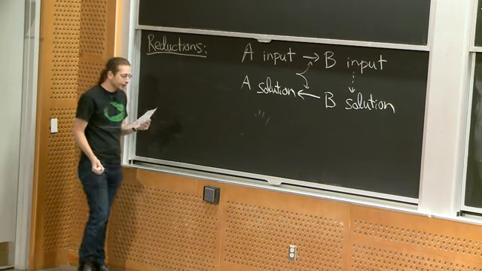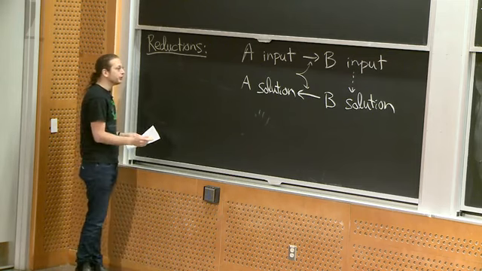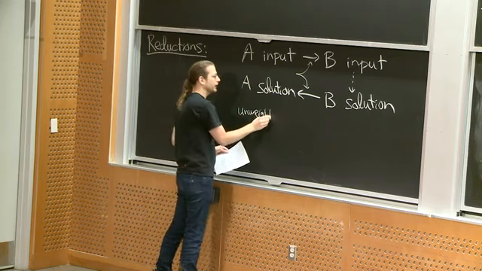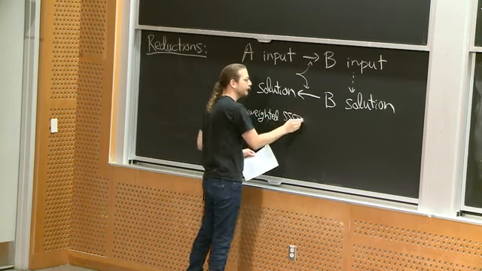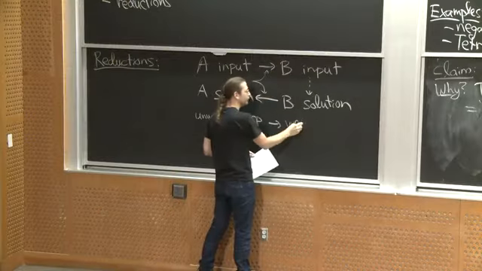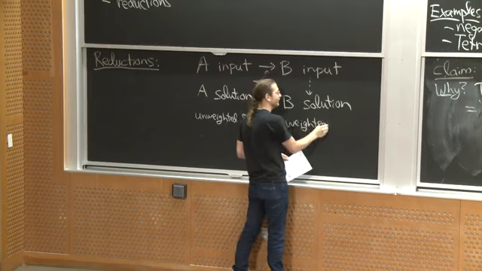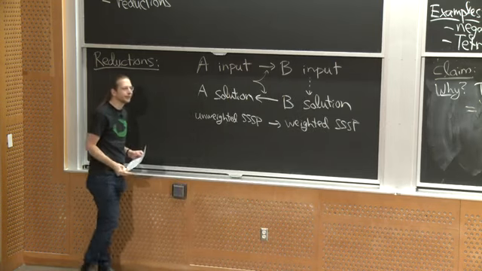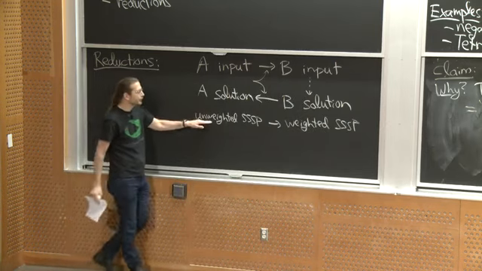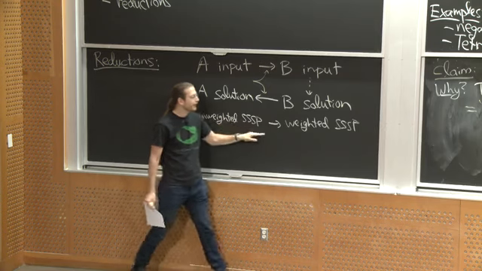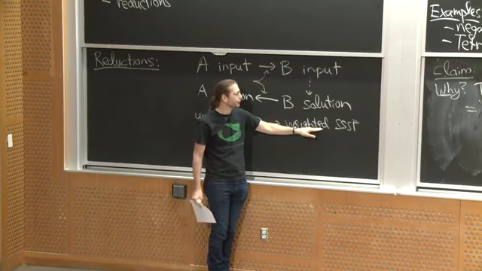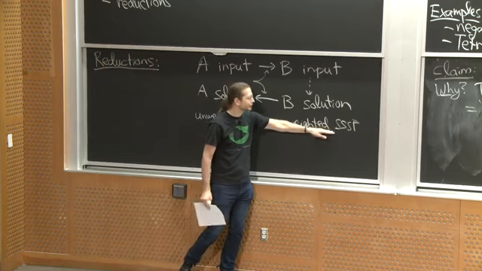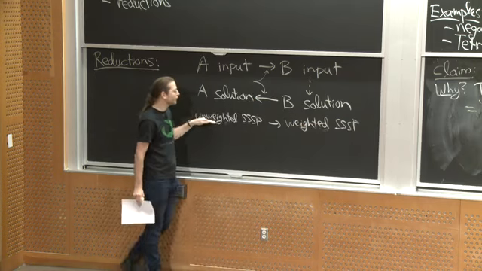You've seen a lot of them. If I have unweighted single source shortest paths, I can reduce that to weighted shortest paths. How? Set all the weights to 1. So here I'm given a graph without weights. If I set all the weights to 1, that turns it into an input for weighted single source shortest paths. So if you didn't know how to solve this, you could solve it by converting it. If you've already written, say, a Dijkstra algorithm, you could apply it to solve unweighted single source shortest paths.